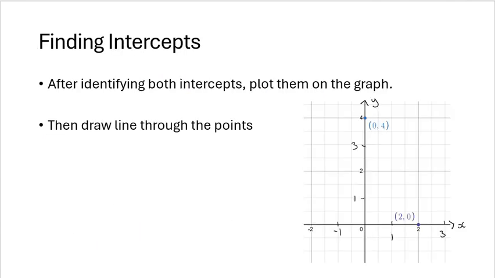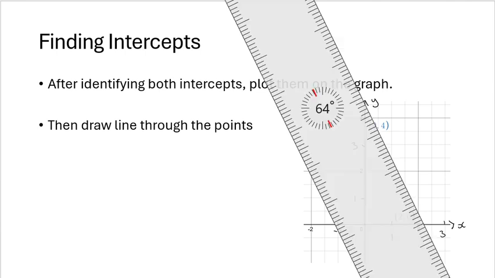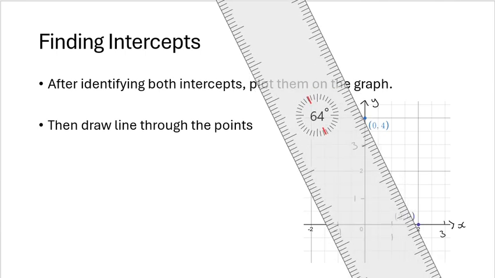So when you plot it on the line, this is what I expect from you. You would have circled the coordinate points 0, 4 and 2, 0. And then you just draw a line through them, okay?